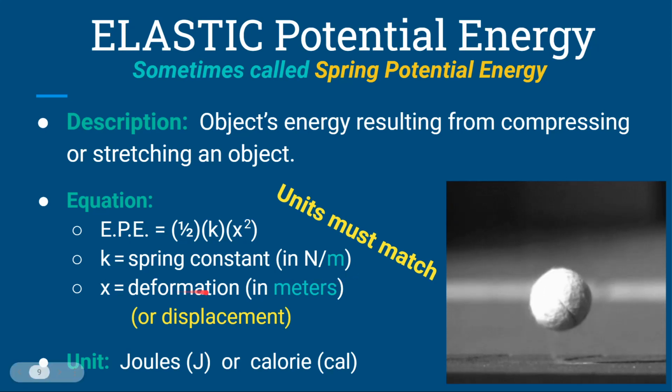Your deformation, the units here need to match. They do need to be in meters for your calculation here at the end if you're solving for elastic potential energy, because you need that final unit to be a joule. So you need newton meters, which means if they're not in meters, you will need to convert, because sometimes you will get a spring constant in newtons per centimeter, or more commonly you'll get a deformation in centimeters. So just double check and make sure that everything's in meters or newtons per meter.